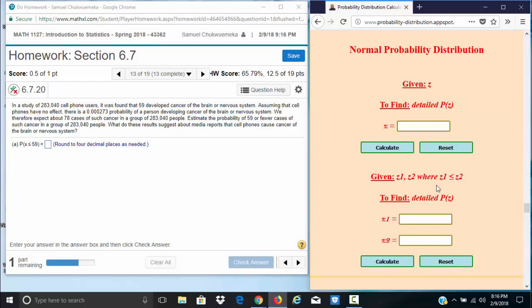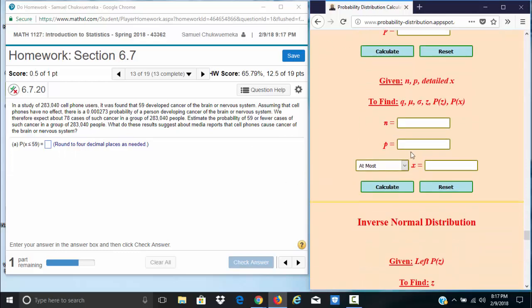Question 13. In a study of 283,040 cell phone users, it was found that 59 developed cancer of the brain or nervous system. Assuming that cell phones have no effect, there is a 0.000273 probability of a person developing cancer of the brain or nervous system. It is therefore expected that about 78 cases of such cancer in a group of 283,040 people. Estimate the probability of 59 or fewer cases of such cancer in a group of 283,040 people. What do these results suggest about media reports that cell phones cause cancer of the brain or nervous system?